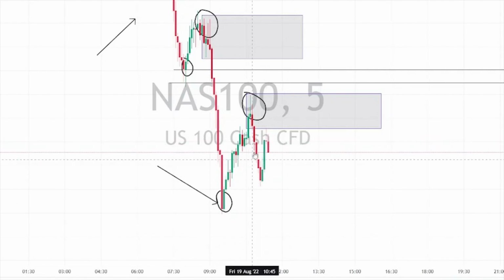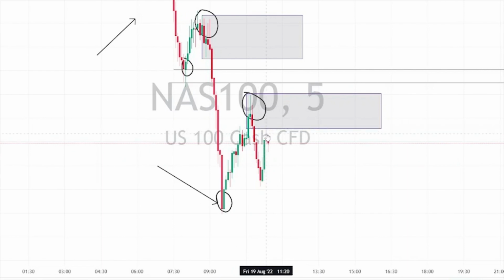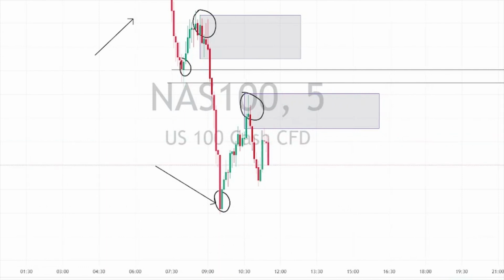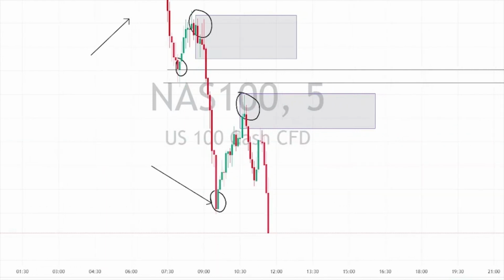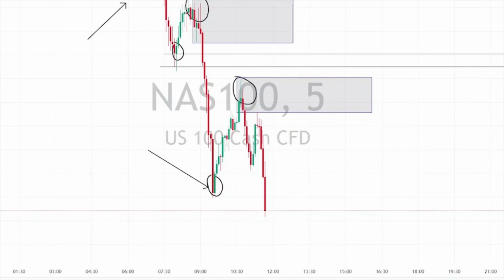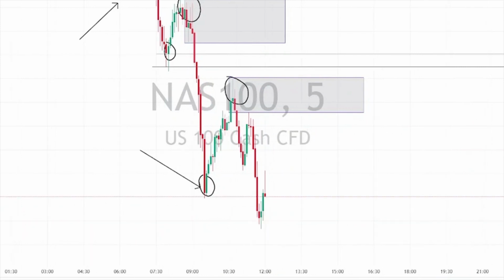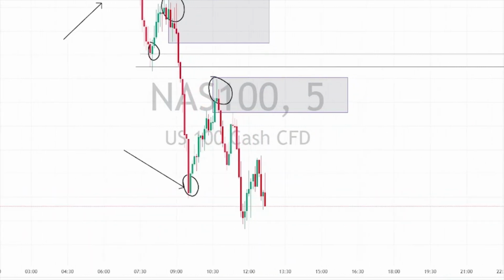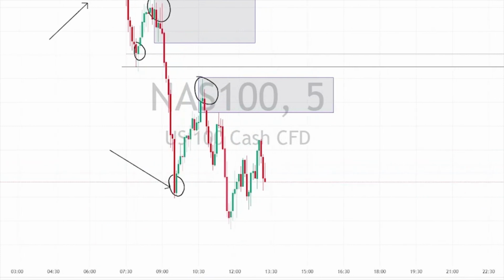Now the price has dipped into my supply, so I should be hoping to sell. It dipped back into my supply, and then it drops. Dipped into my supply, then it drops. So that is supply.